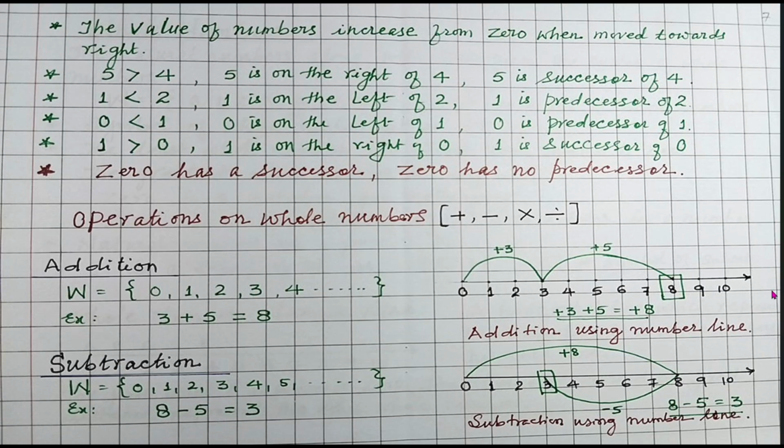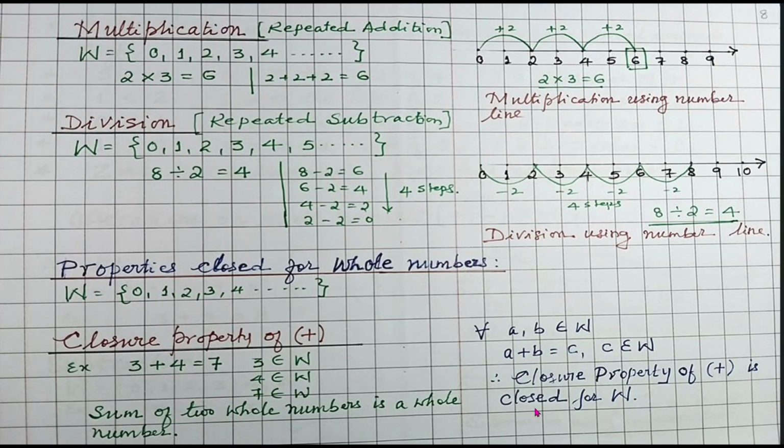If you draw a number line, for the addition of 3 and 5, from 0 to 3 there is plus 3, and add plus 5, that becomes 8, and therefore 3 plus 5 is equal to 8. Now take 8 minus 5: jump to 8, then subtract 5, and that gives us 3. That is how we can represent addition and subtraction of whole numbers by number line.